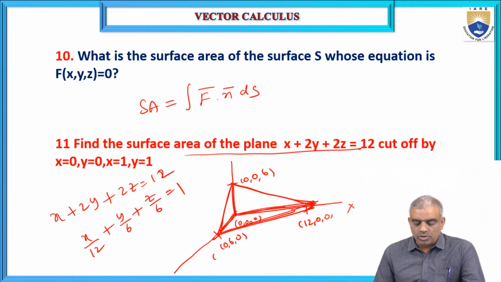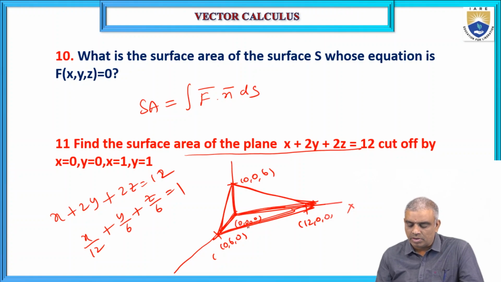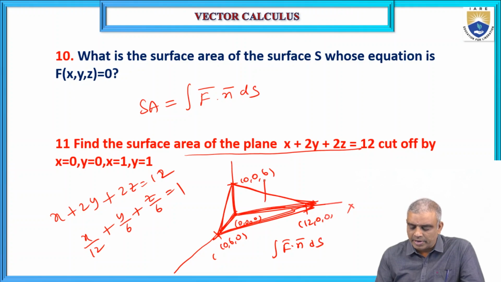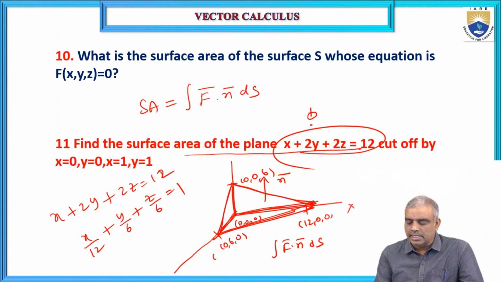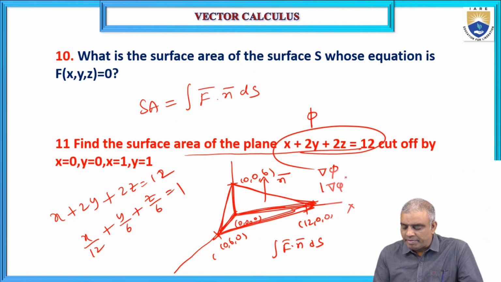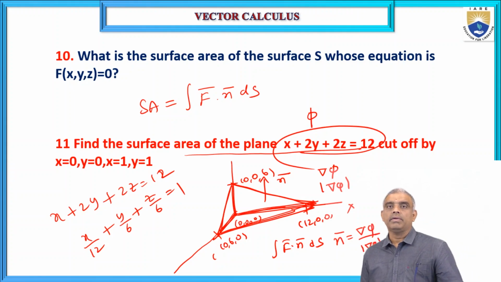Here x is equal to 1, y is equal to 1. So we have to find the surface area of the plane, not a line integral. Surface area means you have to calculate the integral of f bar dot n cap into ds. First you have to find the unit outward normal vector. Let this be phi, then find grad phi, then evaluate the magnitude of grad phi. Then n cap is grad phi by magnitude of grad phi, that is the unit outward normal vector.